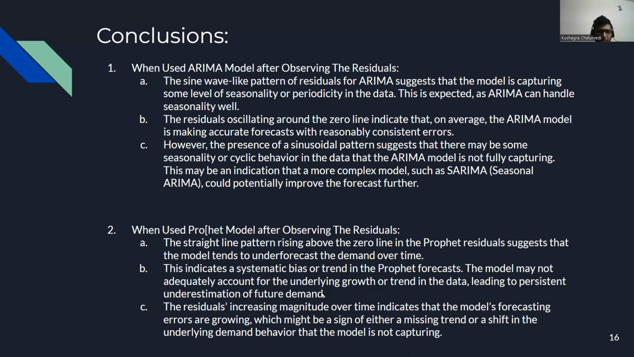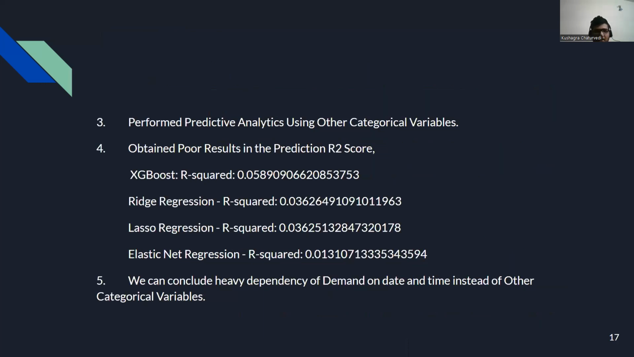Then when we use Prophet, the rising straight line pattern that we have seen previously in the program indicates that Prophet is quite poor in forecasting. So we have simply discarded that algorithm. Residuals increase in magnitude with time. So it indicates that the model's forecasting errors are growing, which might be a sign that the trend or shift is missing. So the model is not at all capturing the essence of the data.